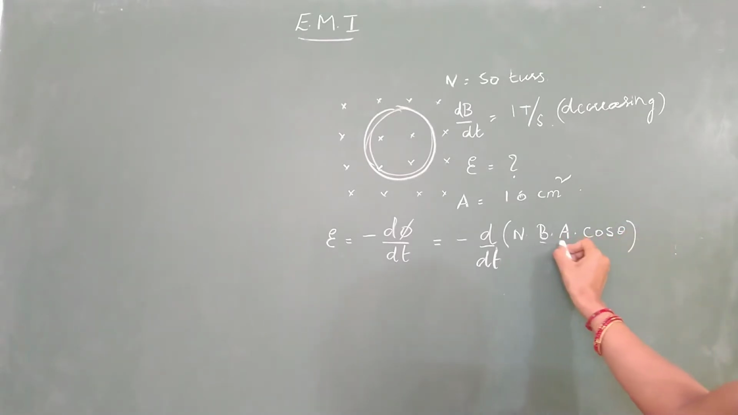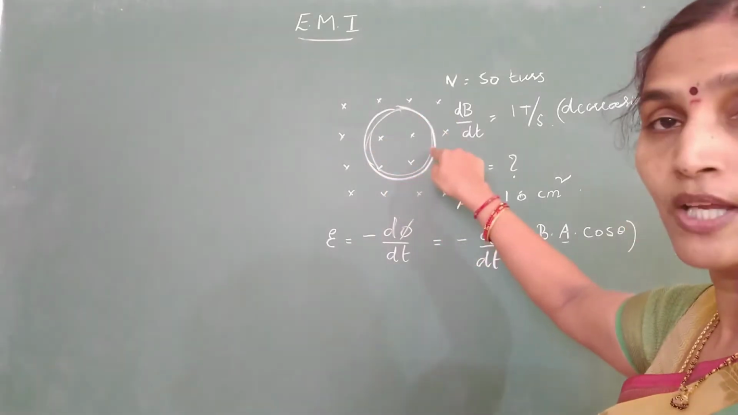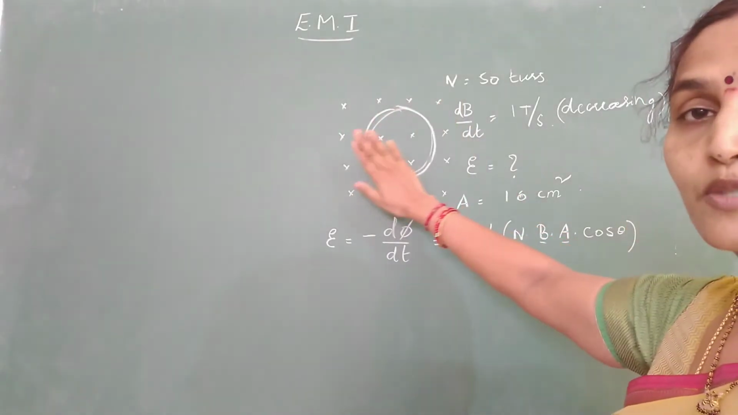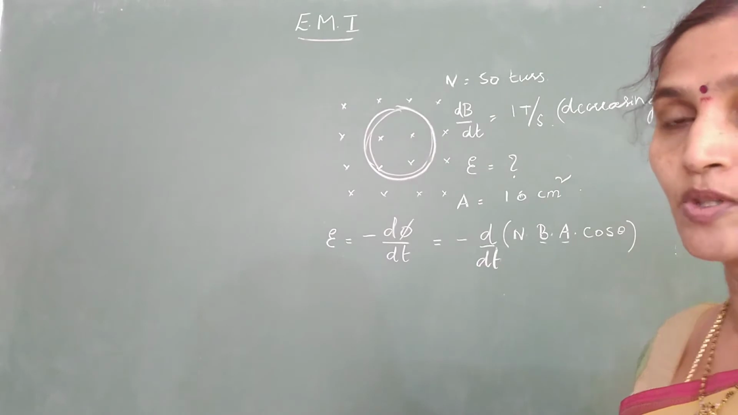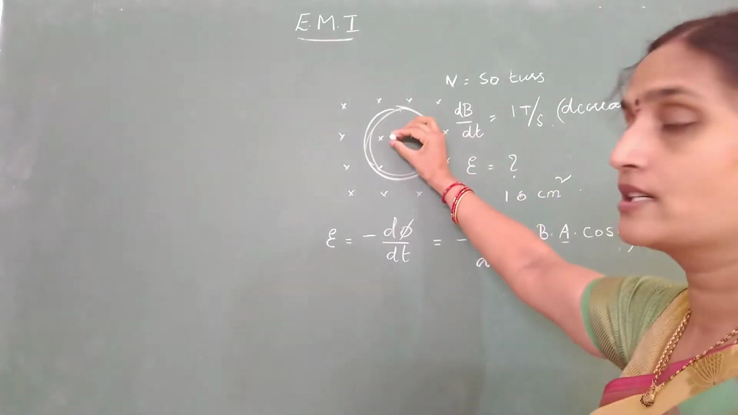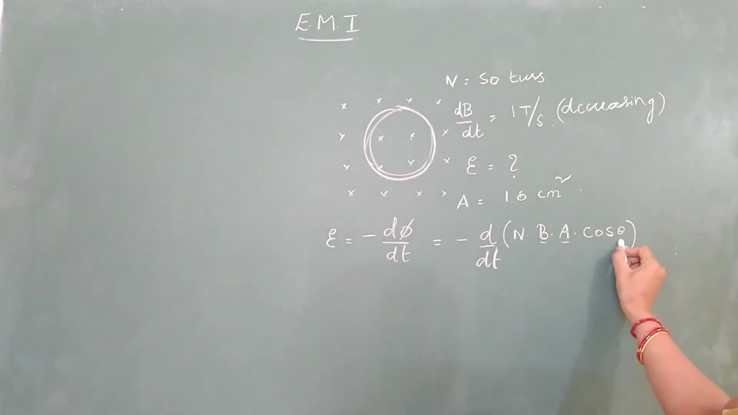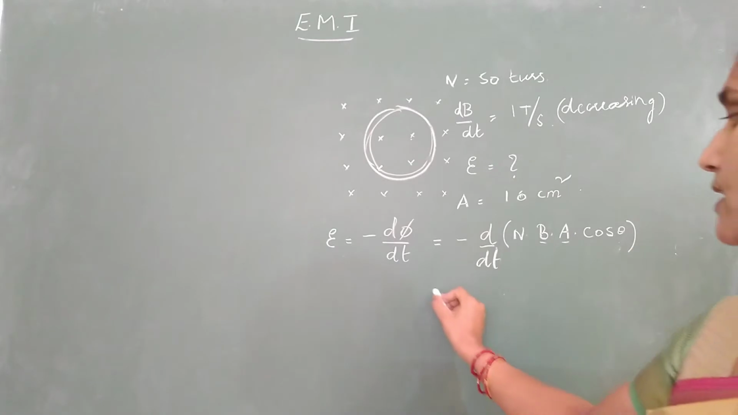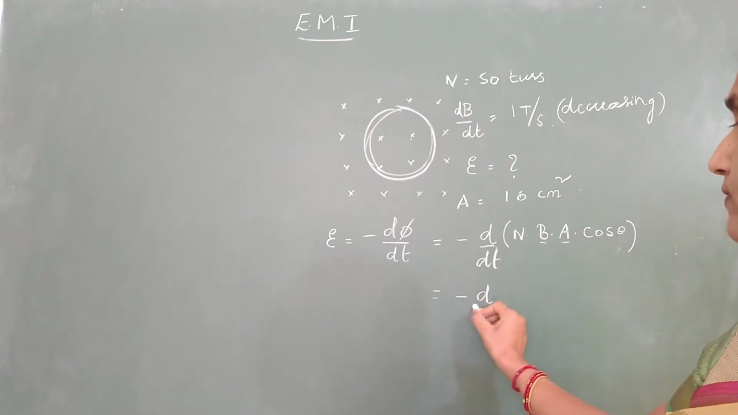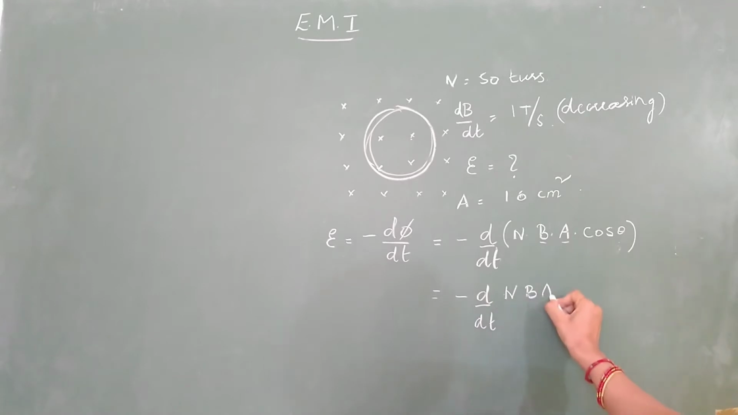Tell me what is the angle between the magnetic field and the area vector. The field is into the plane of the board. The area vector is perpendicular to the plane of the board. So what is the angle between them? 180 degrees. If I take the area vector as the outward normal, the field is into the plane of the paper, then theta becomes 180 degrees. So that is minus of d by dt of n into B into A.